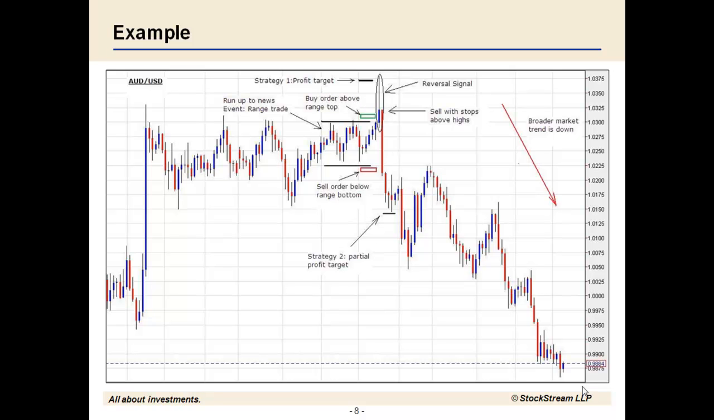Since the initial move was in the direction opposite to the broader trend, we look for a reversal signal to go short. Stops can be placed above the highs formed before the reversal. We book partial profits when a 1-to-1 risk-reward is achieved and hold the remaining position until a reversal signal is generated on longer-term charts.